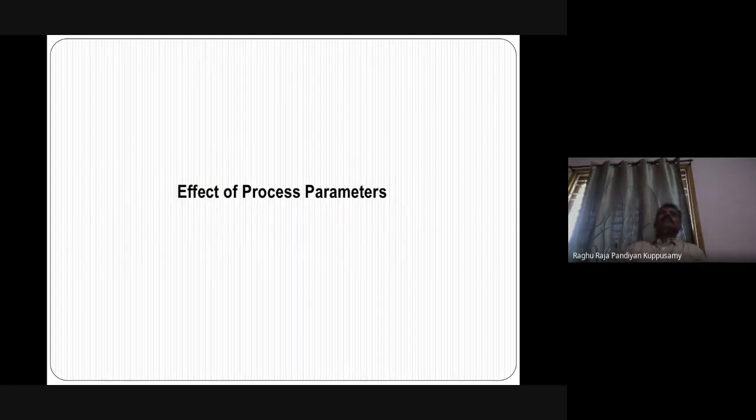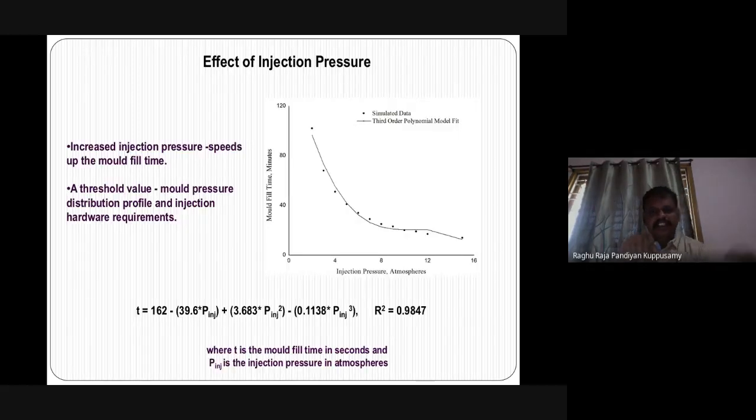After I get the effective injection strategy, I can see the effect of process parameters. If I vary permeability, resin viscosity, injection pressure, or injection volume, how does the mold fill time vary? This is a kind of sensitivity analysis with respect to different process parameters, showing how the mold filling time varies for the effective injection strategy.